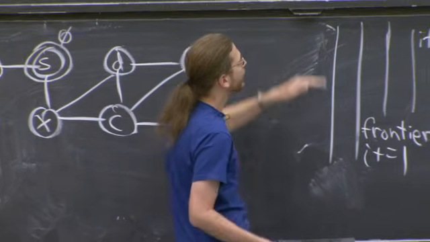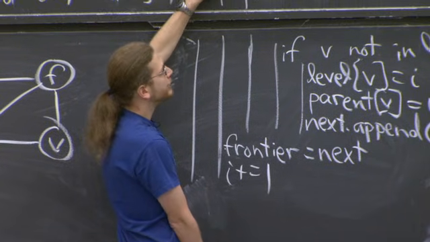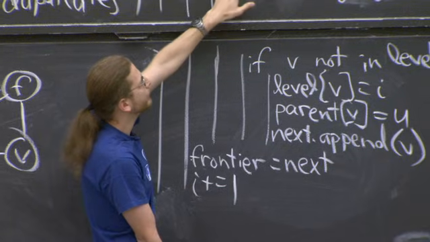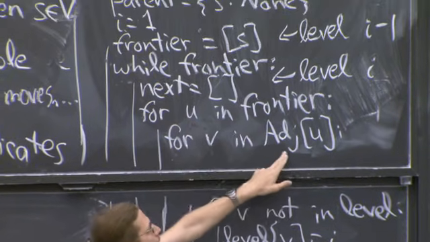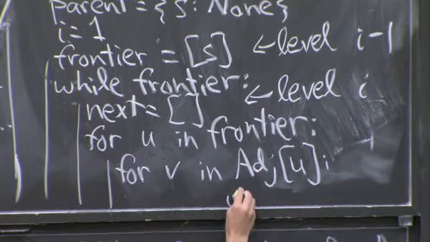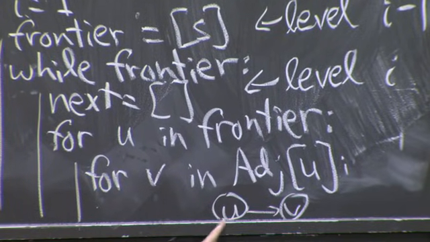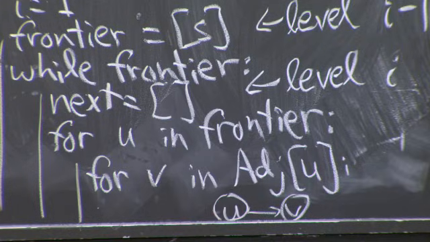How do we compute next? Well, we look at every node in the frontier, and we look at all the nodes you can reach from those nodes. So every node u in the frontier, and then we look at v, so this means there's an edge from u to v. So the picture: we look at all the edges from all the frontier nodes where you can go.